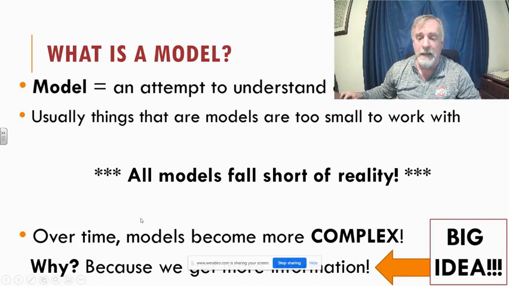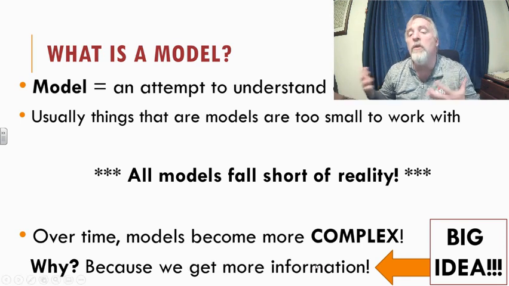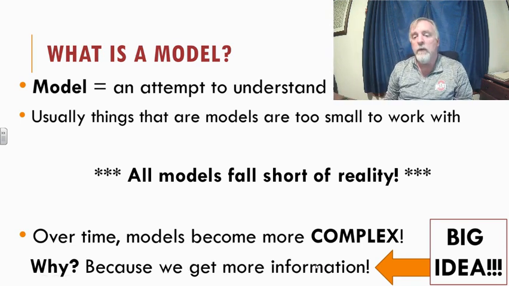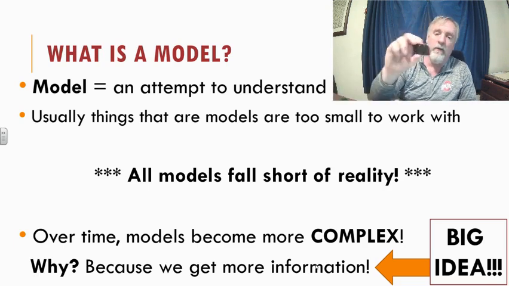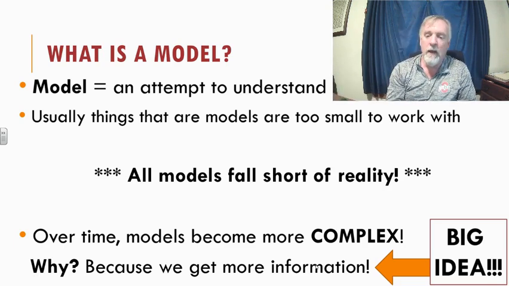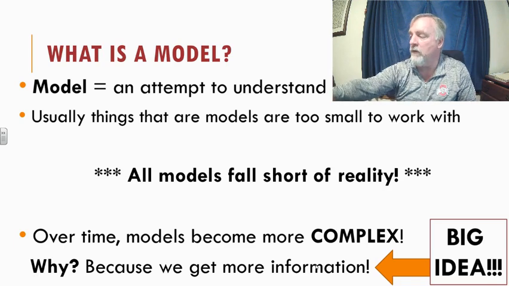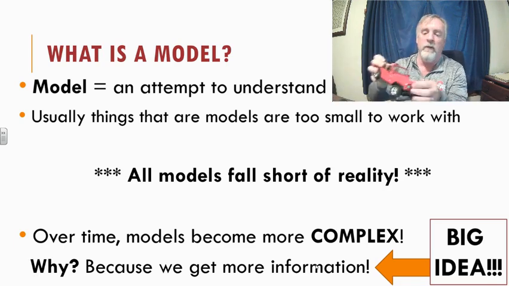Now, this is the big idea. Why do the models get more complex? Because we've learned more. If you're trying to explain a car, hey, here's a car. Yeah, it has four wheels, it rolls. But we know cars have engines. So we've got to have a car that has an engine. Well, we can make a picture of an engine like we have here.